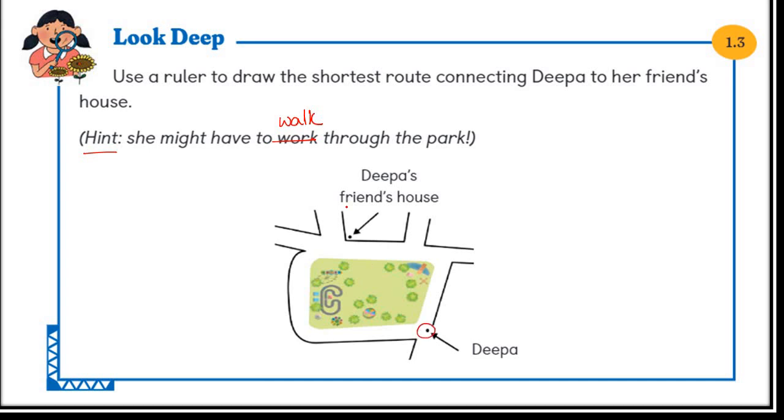Deepa is here and her friend's house is here. You have to connect the shortest route using a ruler, and she might have to walk through the park. You have to take a ruler and draw a line segment between these two end points. You can do it, children? Yes? Okay.